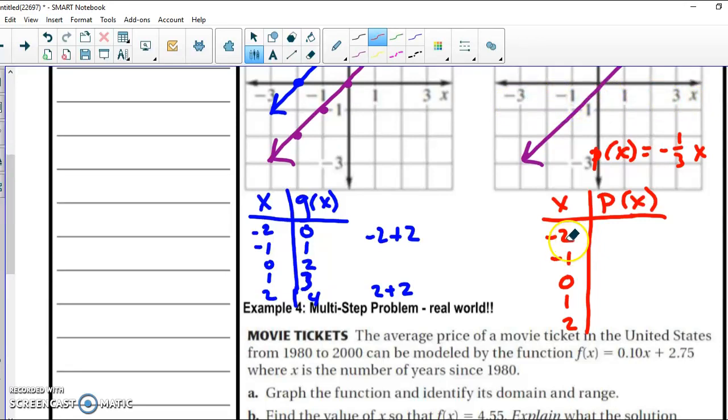So as I substitute -2 into this function for x, -1/3 times -2 is going to make a positive, and this is going to give me positive 2/3. As I substitute -1 into my function, -1/3 times -1 makes positive 1/3. When I substitute 0, I get 0. When I substitute 1, -1/3 maintains its identity. And when I substitute positive 2, a negative times a positive makes a negative, and I get negative 2/3.